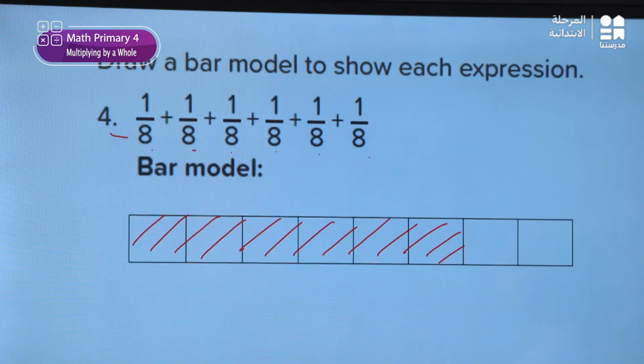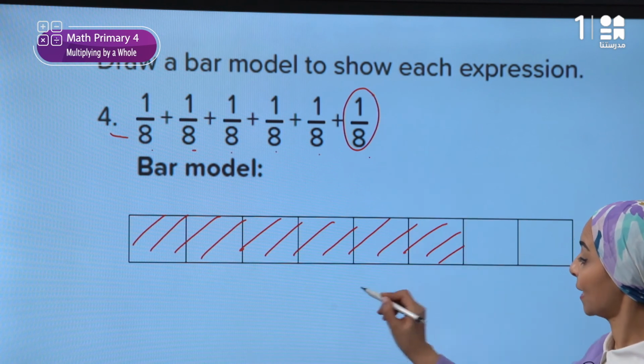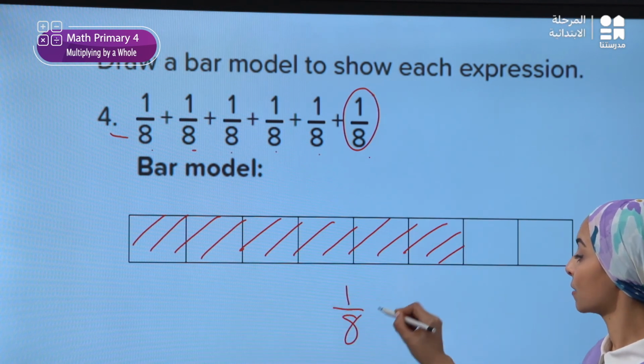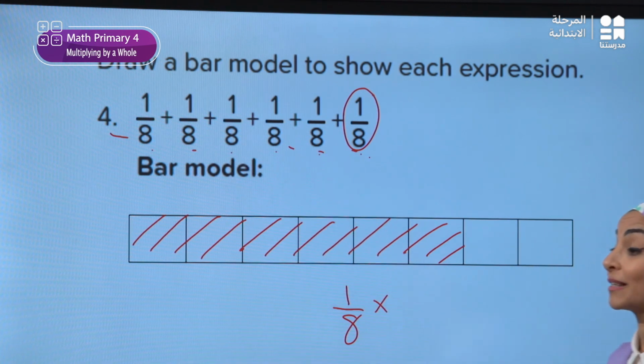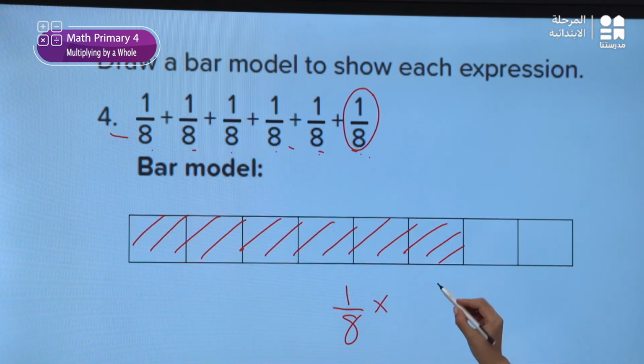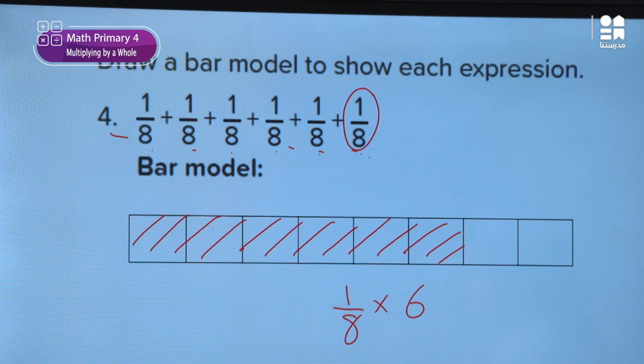يبقى كل اللي أنا عملته I shaded 6 parts out of 8. If you want to write it in the form of a multiplication sentence, I'll multiply what? Yes, I'll multiply 1/8 times the number of repetition. يعني هي اتعادت كام مرة؟ It is repeated 6 times. يبقى هعمل 1/8 times 6.